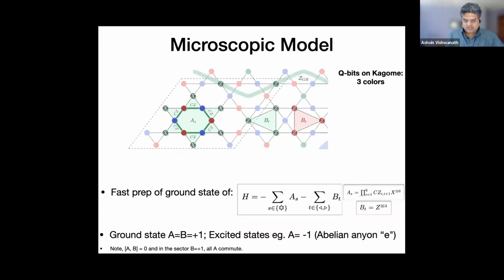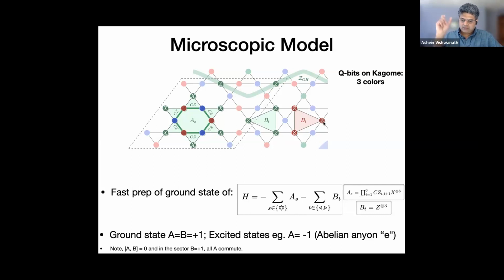Okay, so it's actually nice to think of a microscopic model, very much like the toric code, where all of this can happen. And there's this beautiful model that builds on earlier work by Yoshida. You can write down this model on the Kagome lattice. You color the Kagome lattice with three colors. That's the red, blue, green that I was talking about. And you write down this Hamiltonian. It's a sum of two kinds of stabilizers. There's a very simple stabilizer, which is a product of three Z's.